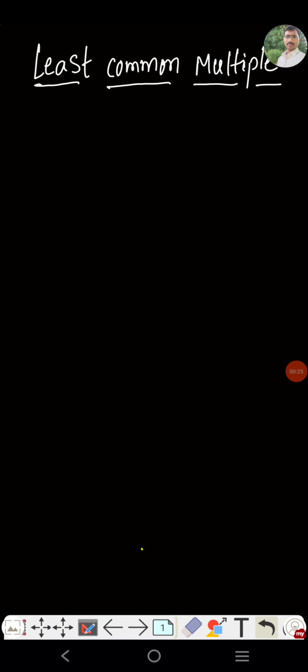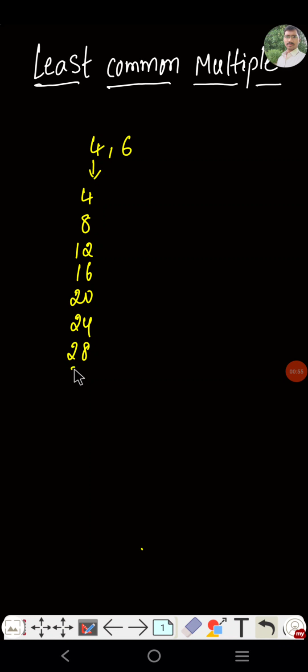Then how to find it? Before that, first write the multiples of the two numbers. For example, if I give two numbers 4 comma 6, write down the multiples of 4 here. Multiples of 4: 4 ones are 4, 4 twos are 8, 4 threes are 12, 4 fours are 16, 4 fives are 20, 4 sixes are 24, 4 sevens are 28, 4 eights are 32, 36, 40 and so on. Multiples are infinite.